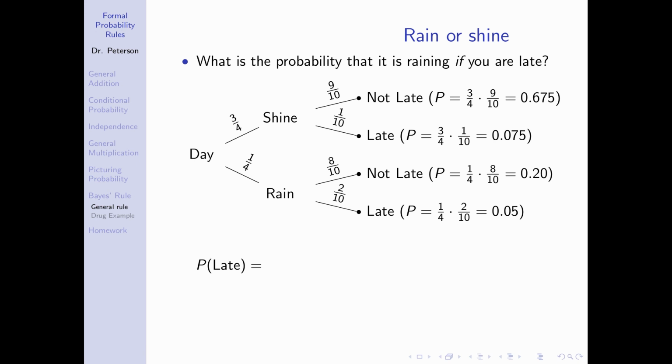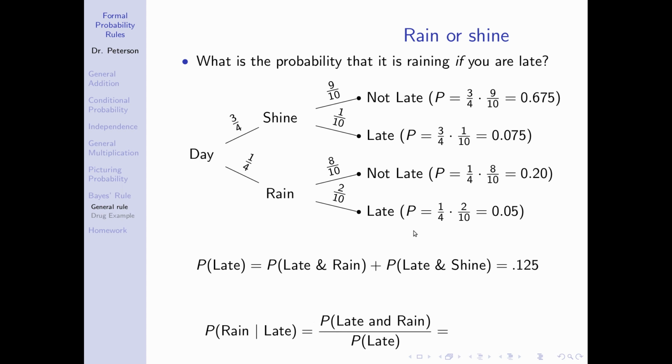We want to start by figuring out the probability that you are late overall. To do this, as in the last slide, we add these 2 probabilities of being late together. The probability of late and rain, plus the probability of late and shine, gives us 0.125, about 12.5% of the time. Now we want to know the probability that it is raining given that's the case. So what we're interested in is, inside of these values here, how likely are we to have arrived at that given that it's raining?